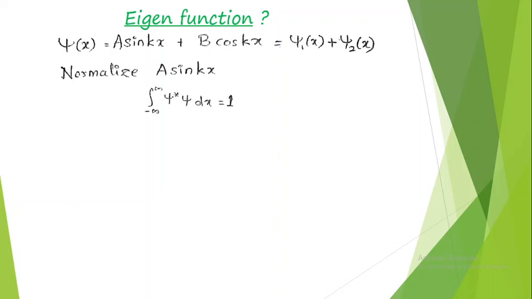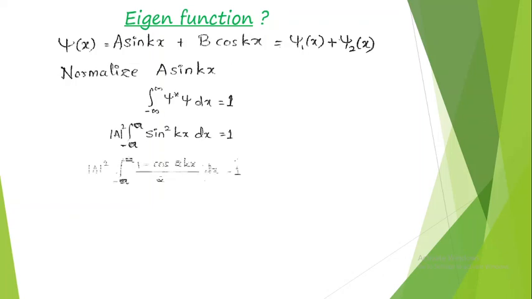We know that the normalization condition is the integration from minus infinity to plus infinity of xi star into xi into dx equal to 1. So xi star is nothing but a star sin kx, whereas xi is a sin kx. When you multiply, you have a star into a into sin square kx, but the limit is from minus a to plus a, because the particle is confined between minus a to plus a itself. It is not extending to infinity as in the case of the free particle. So this is the difference.